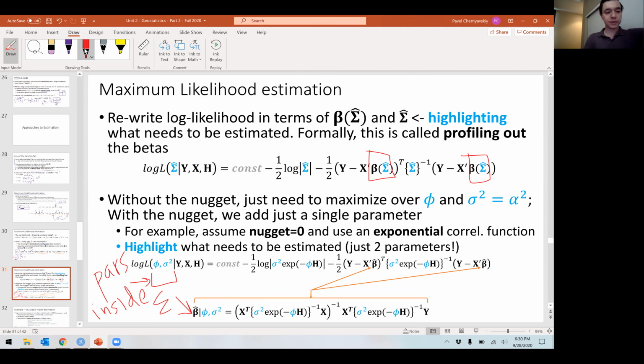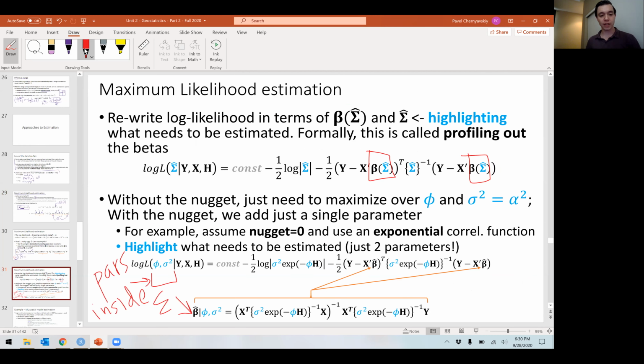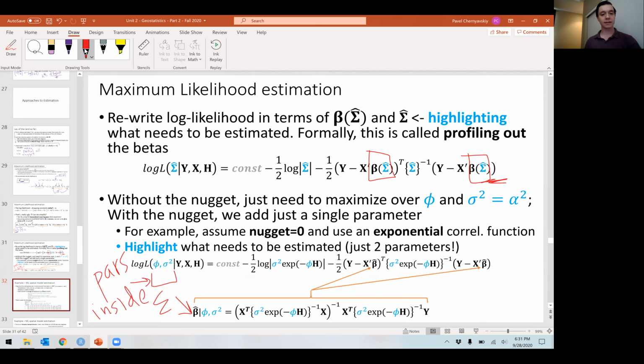So this reduces from having, I don't know, a p-dimensional maximization task, right? Usually you have a lot of different betas in a regression model, to a two-dimensional maximization task. And then you use your estimated variance covariance matrix and simply plug it in to find your betas. That was a lot of talking and arm waving.